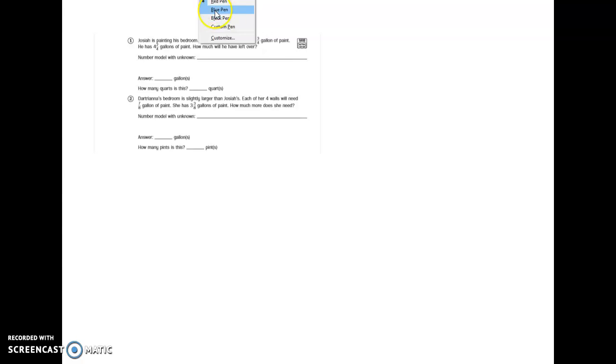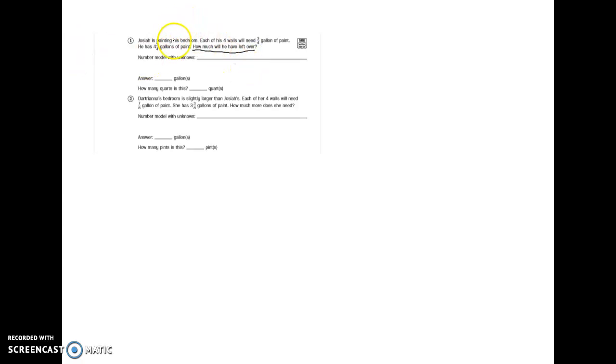So let's go ahead and start with number one. Josiah is painting his bedroom. Each of his four walls needs 3/4 gallon of paint. He has 4 2/4 gallons of paint. How much will he have left over? So the question we want to answer is how much will he have left over?